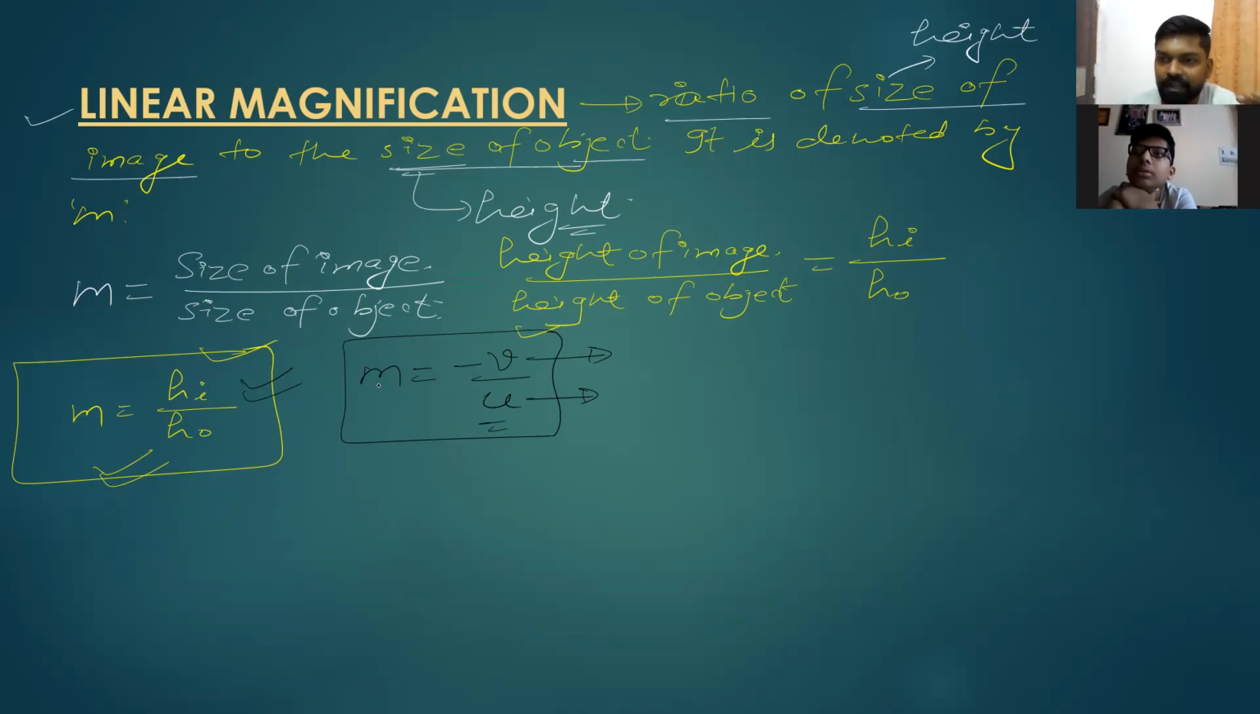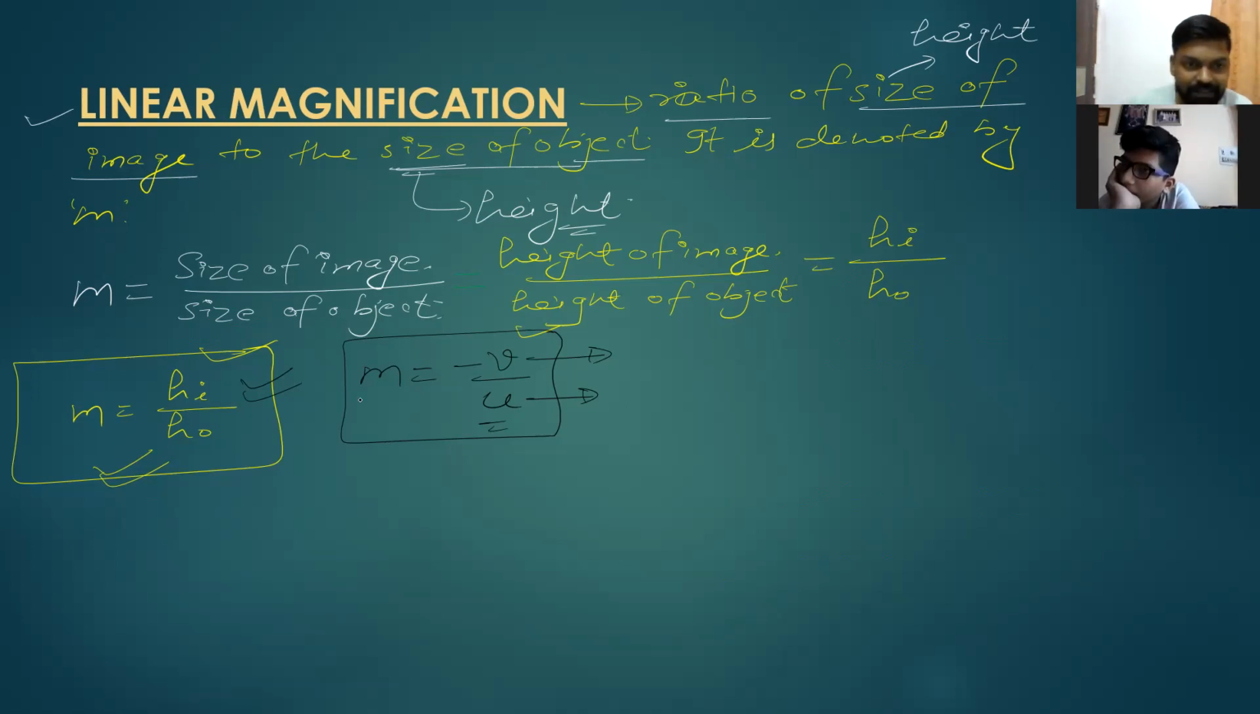All the distances are taken from origin, and pole is treated as origin. So remember that u and v are the distances of object and image respectively from the pole of mirror. Any problem? No, sir. Okay.